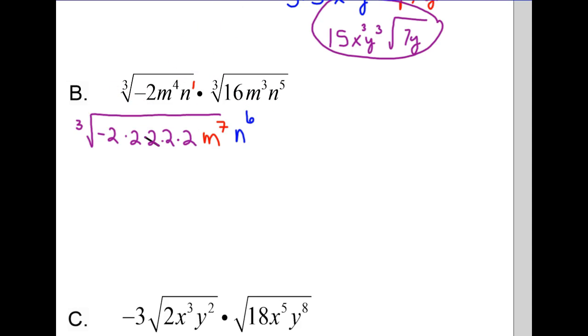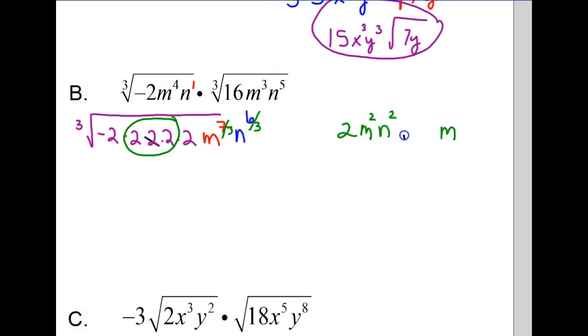So now I'm coming through, and my index says I'm looking for 3. So I've got that 2 that can come out. Then I'm going to come over and take 7 and divide it by 3. And an m squared is going to come out. I'm going to have 1 left over. And then 6 divided by 3 is going to give me an n squared.